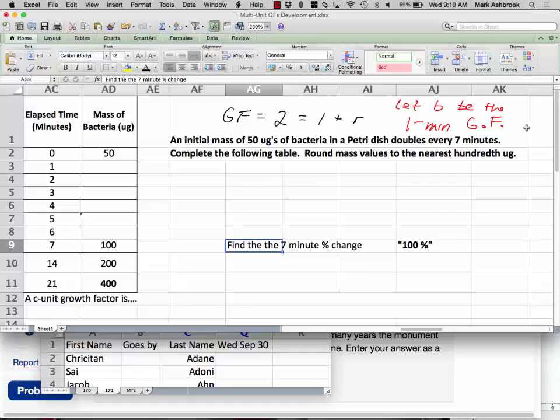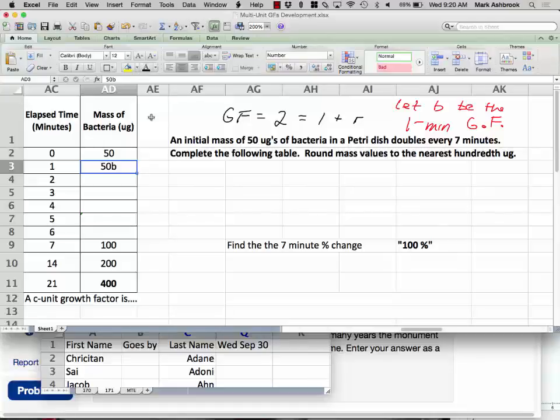No, we don't know what B is. What is it? 50 times B. What is a growth factor? It's a multiplier on the output to get the next output. So we got an output of 50 and we want the next output. So what do we do to get it? Multiply by B. That's what the growth factor is. So it's 50B.